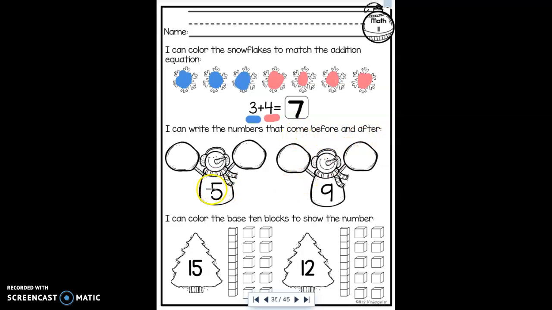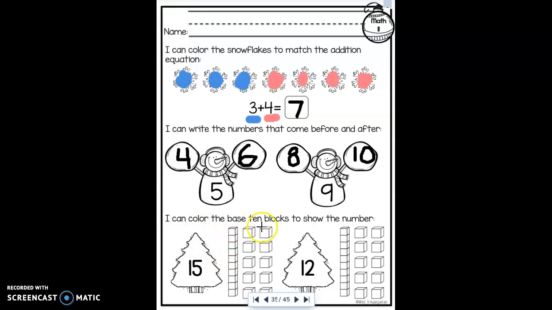In the middle, I can write the numbers that come before and after. So they give me a number on the snowman's tummy, and I have to write the number that comes before and the number that comes after. So when I'm counting, 4 comes right before 5, 4, 5, and 6 comes after. With 9, the number that comes before is 8, and the number that comes after is 10. Alrighty, I'm going to switch back to a crayon and do the bottom part.